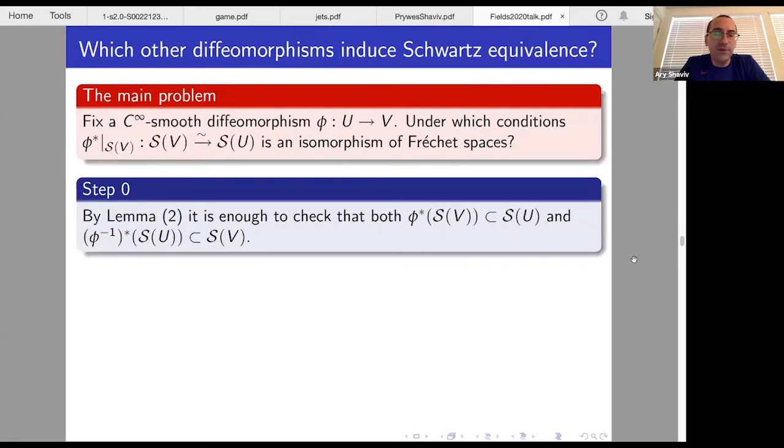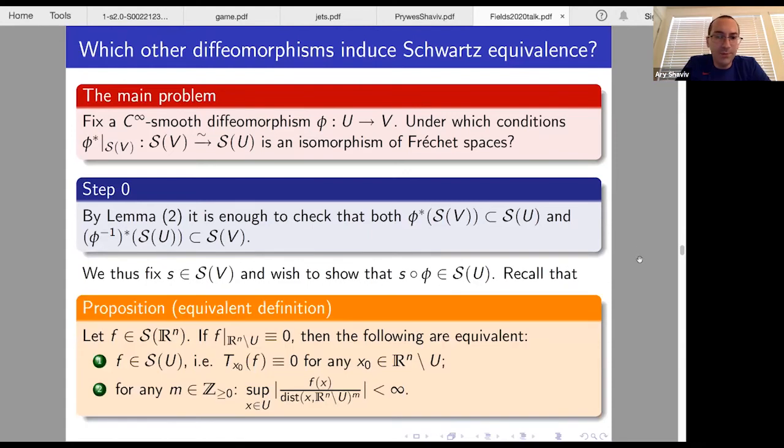So the first step is really easy. We know by the lemma we had before that we only need to check that this diffeomorphism pulls back and pushes forward Schwartz functions to Schwartz functions. We're not worried about continuity of this map. So this is the first step. We fix a Schwartz function on V, and we want to show that if we precompose it with phi, we get a Schwartz function on U. And we'll do everything symmetrically, so later we change the names and think about phi inverse from V to U. So we will make assumptions on both V and U together.